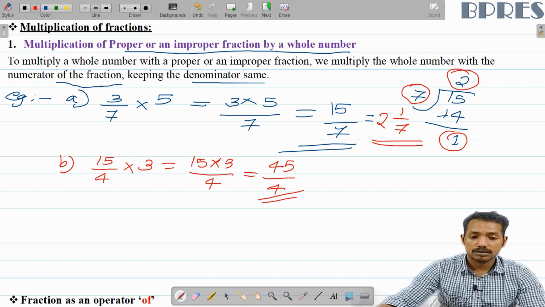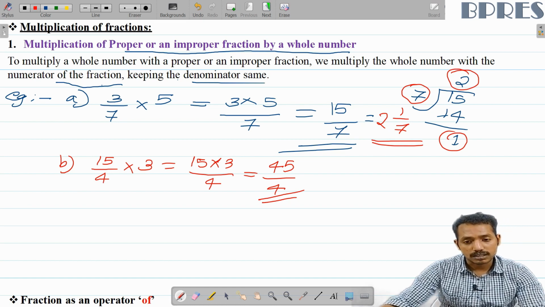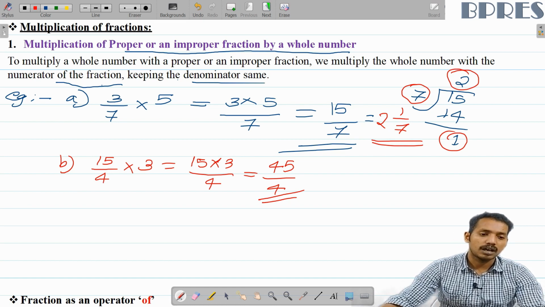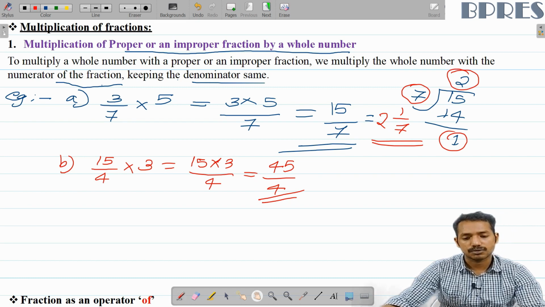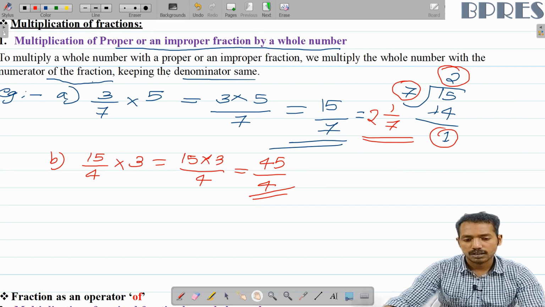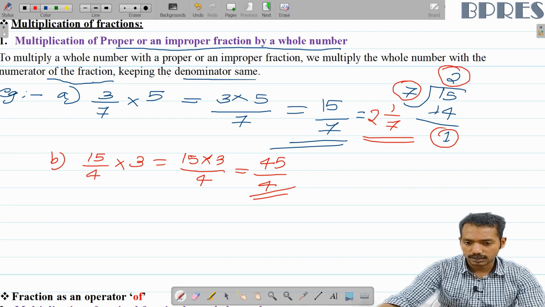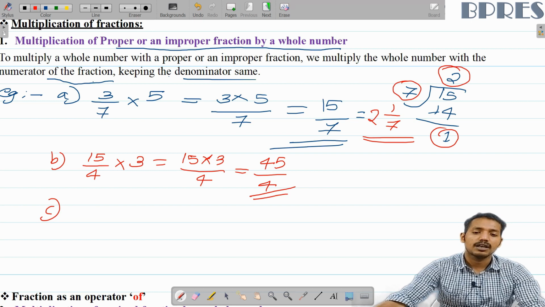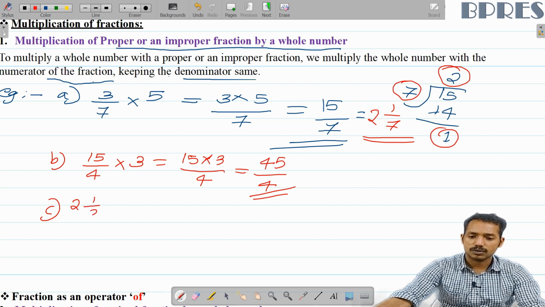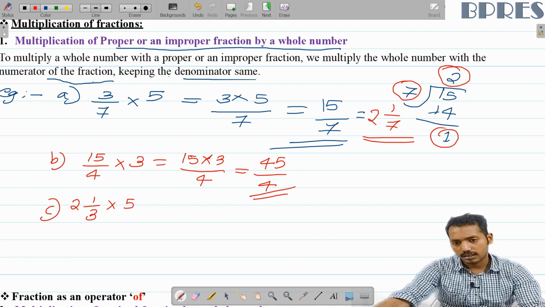Now the question that is a little difficult for us: how to multiply a mixed fraction with a whole number. This is a little bit different from the other two questions. Okay, so let's take that third option, that is how to multiply a mixed fraction with a whole number. For example, the fraction is given like 2 1 by 3 into 5. So how to multiply this? Because here 2 1 by 3 is a mixed fraction, am I right? 2 1 by 3 is a mixed fraction. We have to multiply that by a whole number.